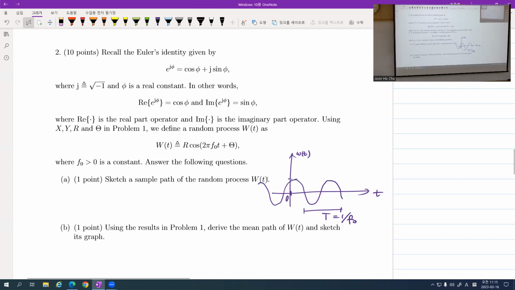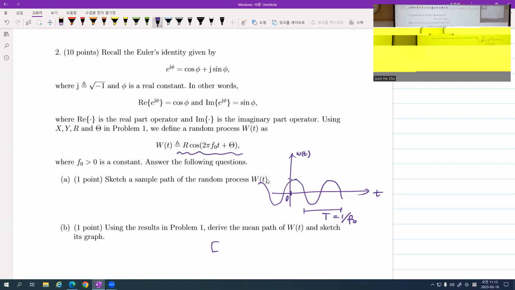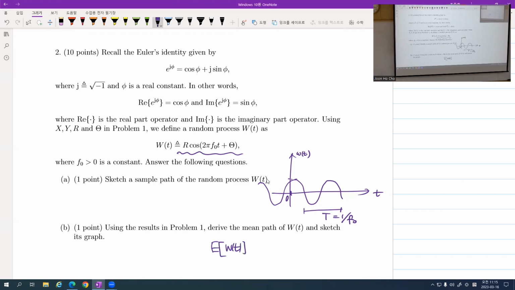And by the way, what is the mean path? If you take the expectation, then due to the independence of R and theta, right? If you have two independent random variables, you take functions of each random variable, the result is still independent. So this R and the second factor are independent, which means that the expectation is the expectation of R times the expectation of cosine 2 pi f0 t plus theta. And we've already seen the second factor is 0. So this is 0 for all t.